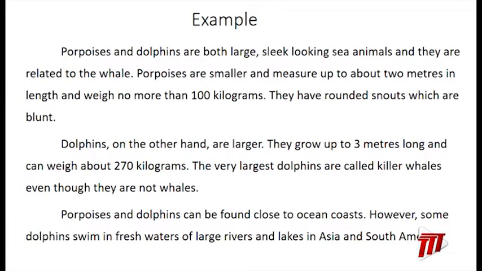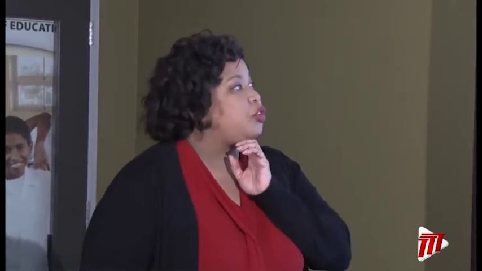Porpoises and dolphins can be found close to ocean coasts. However, some dolphins swim in fresh waters of large rivers and lakes in Asia and South America. Did you learn something new about porpoises and dolphins? I certainly did. So let's look at this structure.